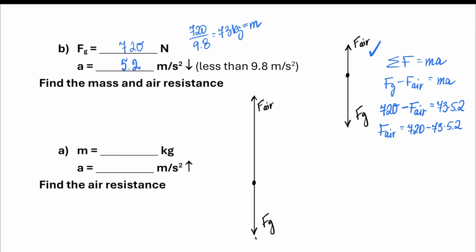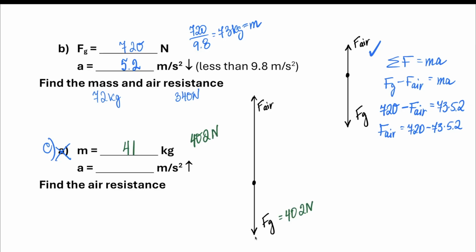I got force of air for me, so mass is 73 kilograms, and force of air is 340 newtons. Let's say the mass for the object is 41 kilograms. By definition, 41 times 9.8 should be force of gravity. So I got force of gravity to be 402 when I round it up.